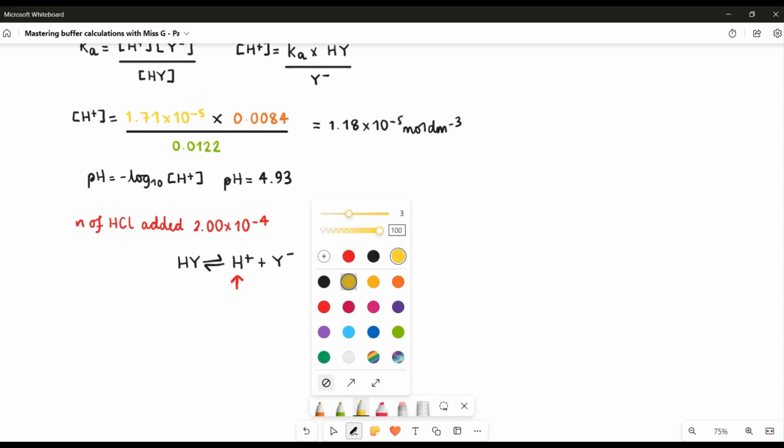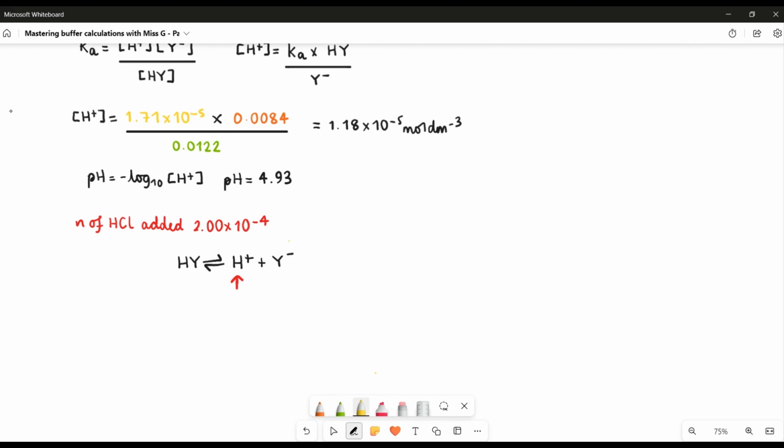If the amount of H plus is increasing, that is going to shift the position of equilibrium to the left, because the system is going to want to use up the extra H plus that I am adding. And that means that the amount of Y minus, the salt, is going to decrease, because the Y minus will react with the extra H plus ions, and that means we're going to make more of the weak acid HY. So I'm going to show that using those little green arrows, as visually for me, I find that very helpful.